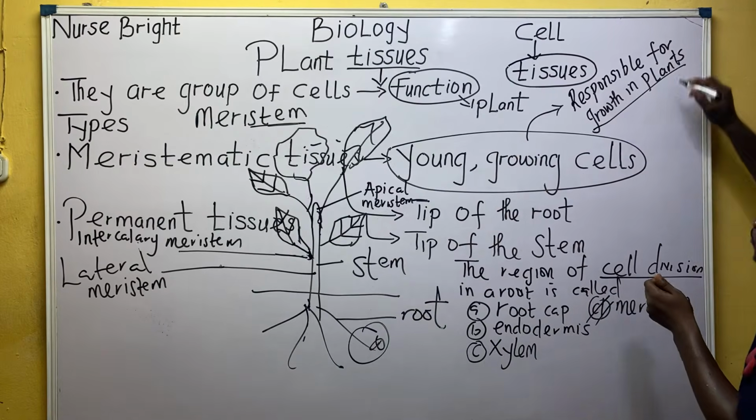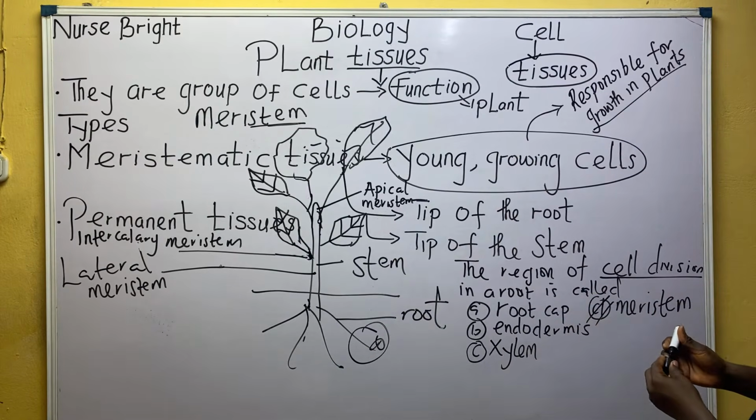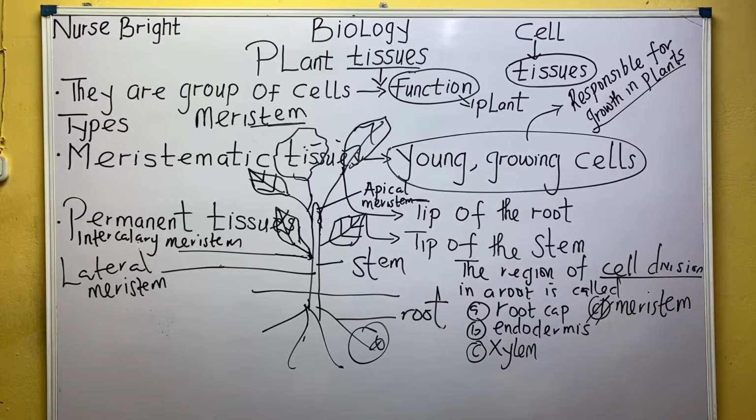And for growth in a plant to occur, what will definitely happen? Cell division will definitely occur. You can see how cheap this question is. I believe it's making sense to you guys.